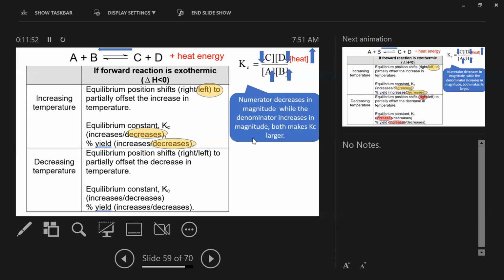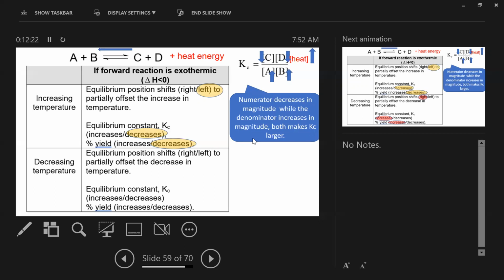Because of this, both will make your Kc value smaller. They will not be able to offset each other in terms of the numerator and denominator. Can you see? So that's why Kc will change with temperature. How it changes depends on whether it's exothermic or endothermic. So you must be very careful. When you talk about the effect of temperature, you need to look out for whether it releases heat energy or absorbs heat.